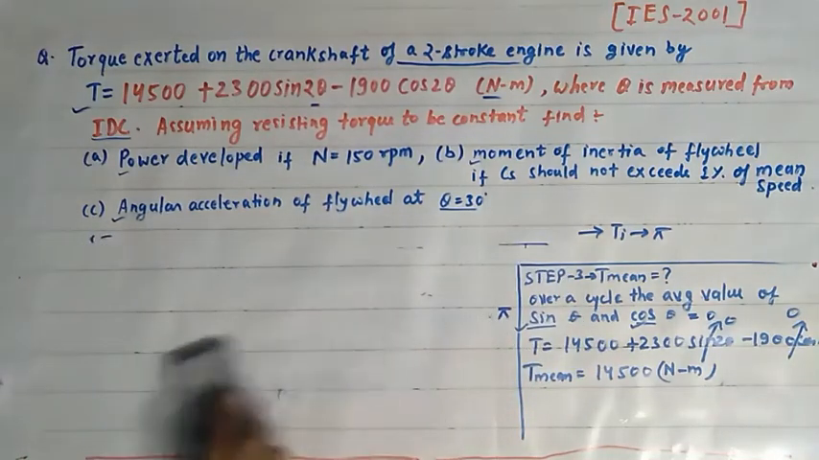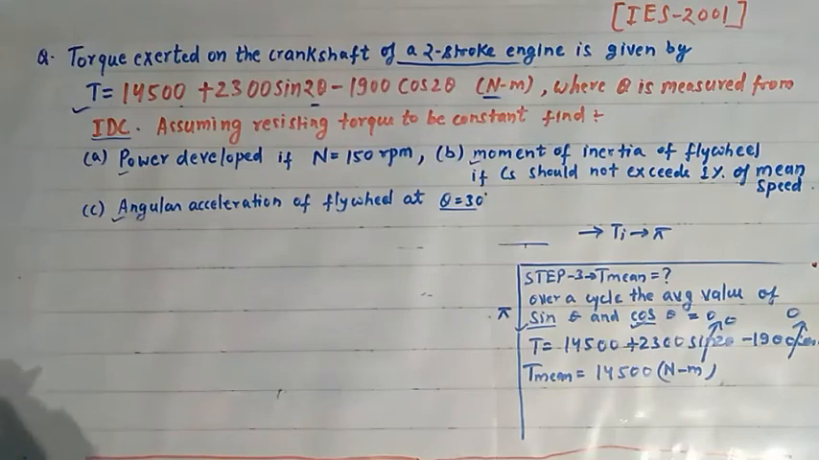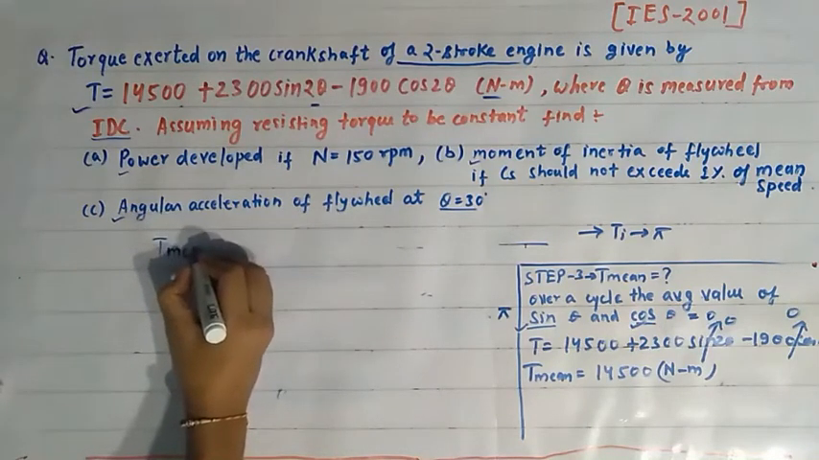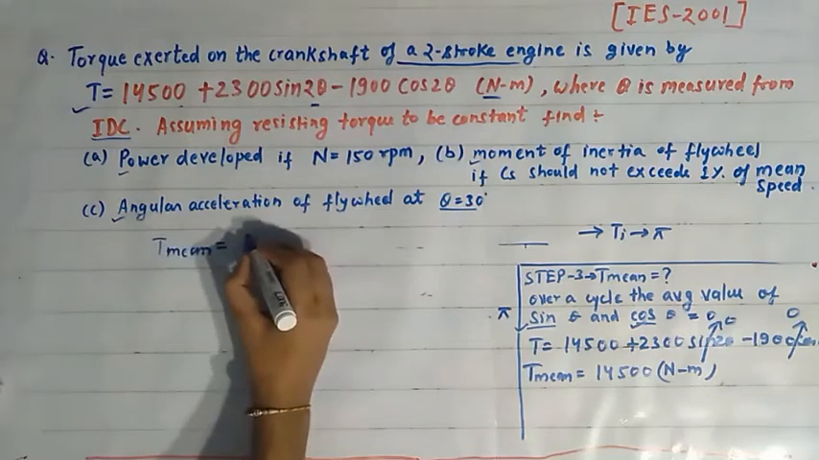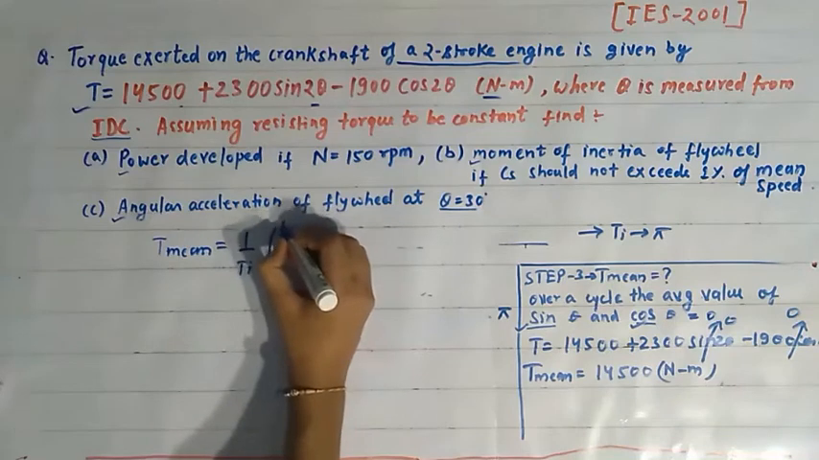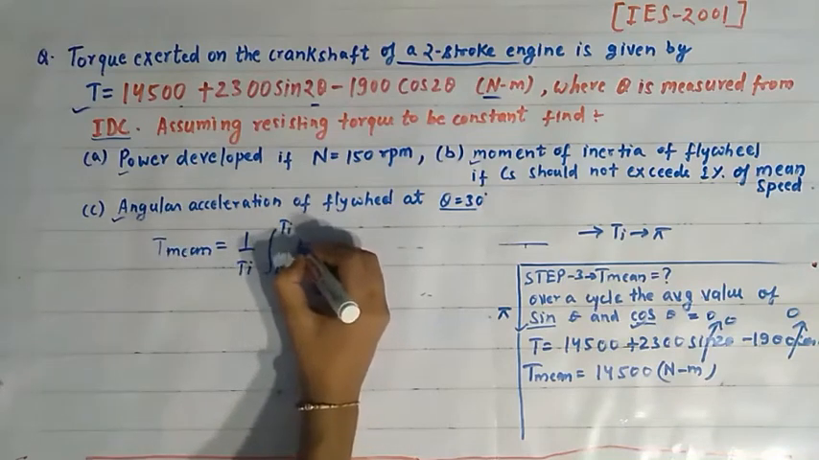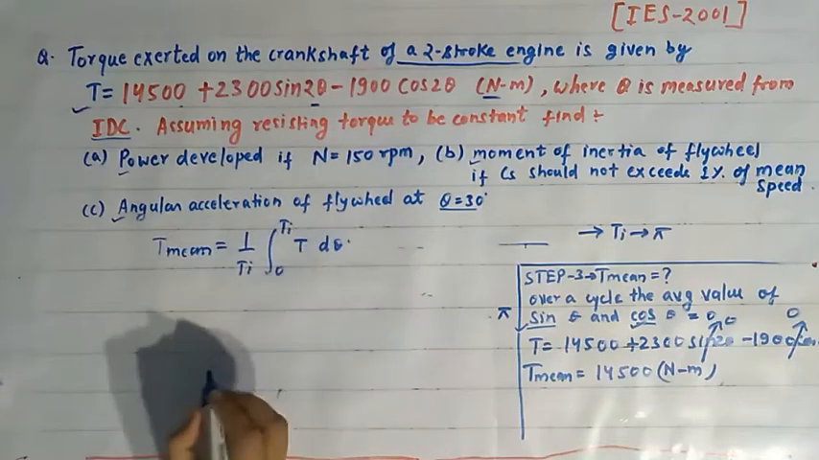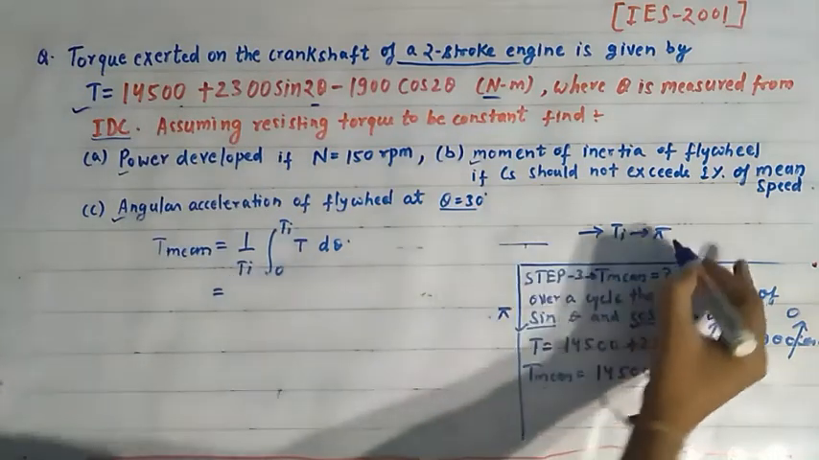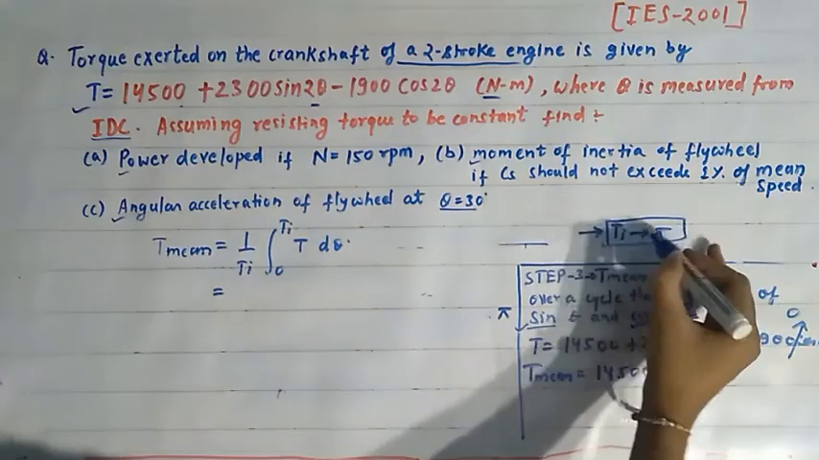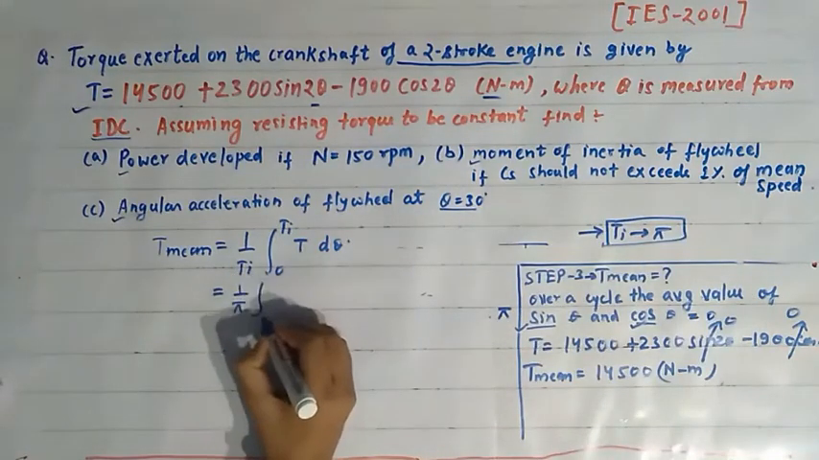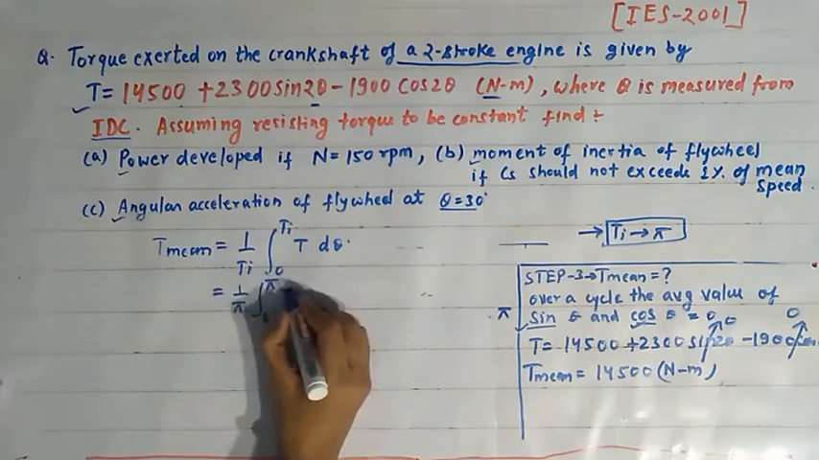So in the next method, we will calculate this mean torque by using a formula. The mean torque is given as T mean is equal to 1 upon time period, integral from 0 to time period, T d theta. We know, friends, that the value of time period is pi here. We have calculated in step 1 that the time period is pi. So 1 upon pi, integral 0 to pi, T d theta.